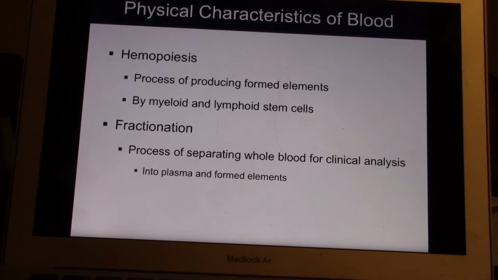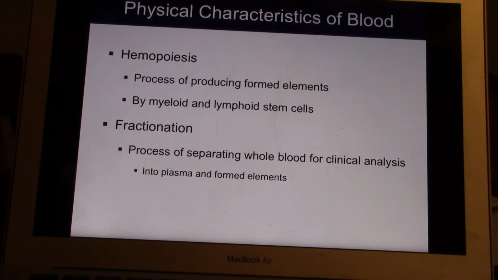Hemopoiesis is a word you need to know. Hemopoiesis means the process of forming blood. And it happens in the bone marrow, in the myeloid stuff, remember? And it also has two different groups of cells, the myeloid cells and the lymphoid cells. We'll go through those later as we go through this as well.